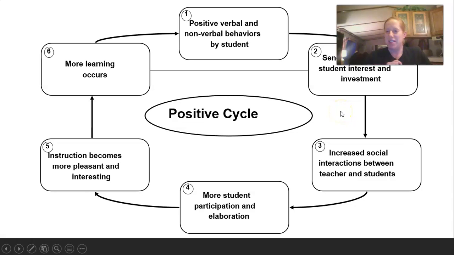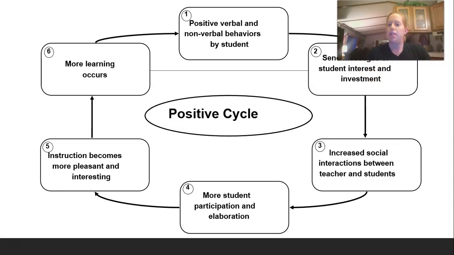This positive cycle of SLANT I borrowed from the PPT that I learned this from. So it has positive verbal and nonverbal behaviors by the students. So they're thinking about the material, but also their body language, and then also them talking and questioning and answering and commenting during the lesson is helpful as well. It sends messages of student interest and investment, again with the body language that we'll talk about, and with the mental questioning and mental commenting.